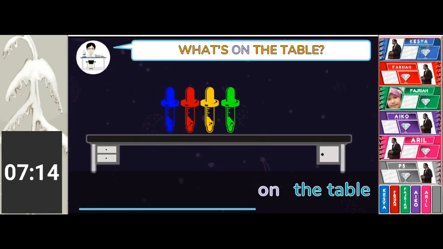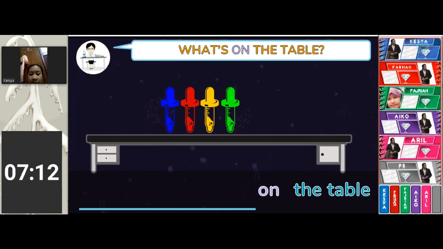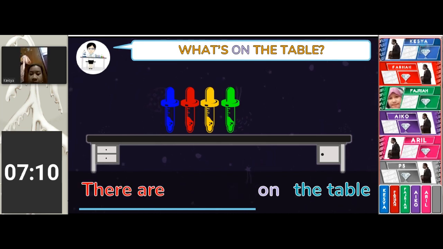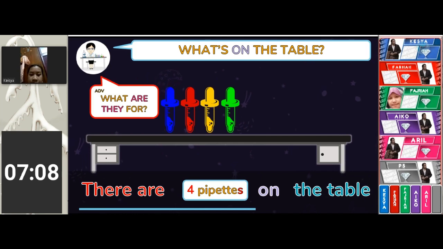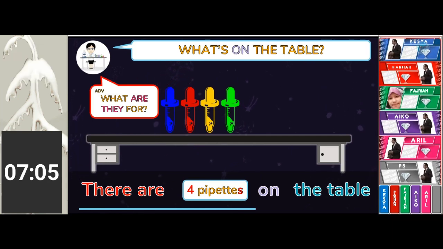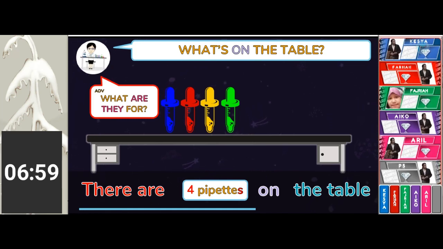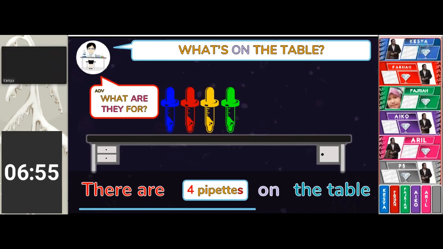What's on the table? There are four pipettes on the table. What are they for? We can use them to slowly draw and dispense liquids in the lab.